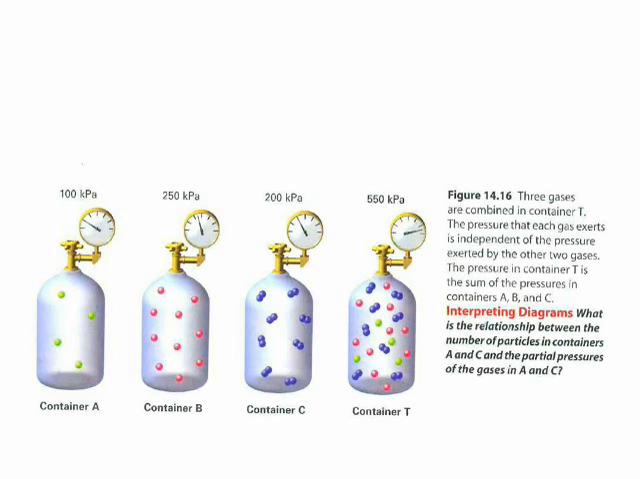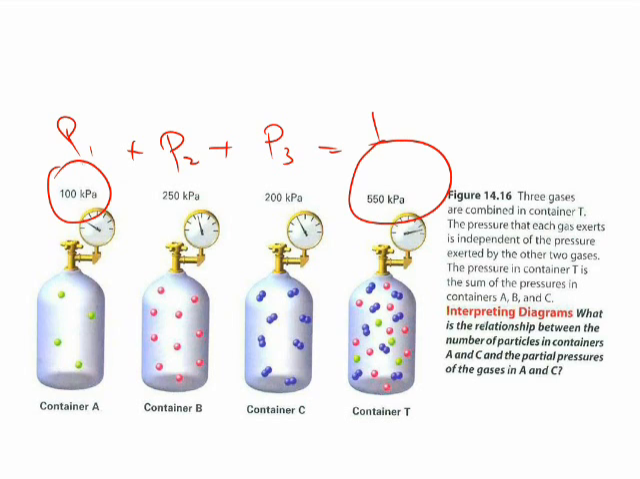If we look at this neat diagram, we have different gases in containers A, B, and C. This one has a partial pressure of 100 kilopascals. This one has a partial pressure of 250 kilopascals. This one has a partial pressure of 200. Now we add up those partial pressures and we should get 550 kilopascals. That's the total. All of these are combined in the same container. The thing is, you have to have the same size container.